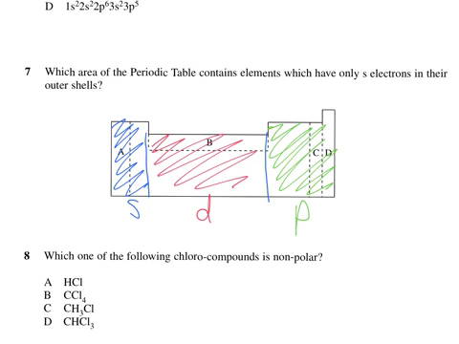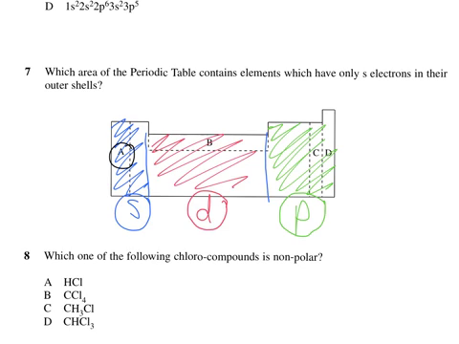So anything in the S block has its outer shell configuration ending in S electrons. This middle block or transition block has its electronic configuration ending in D electrons, and this section, the green section, has its outer shell configuration ending with P electrons. And so our answer is then going to be A. So your answer for 7 is A.